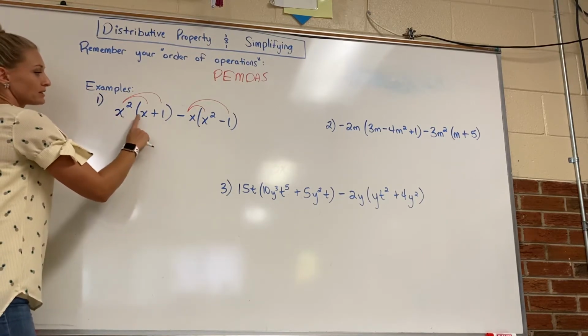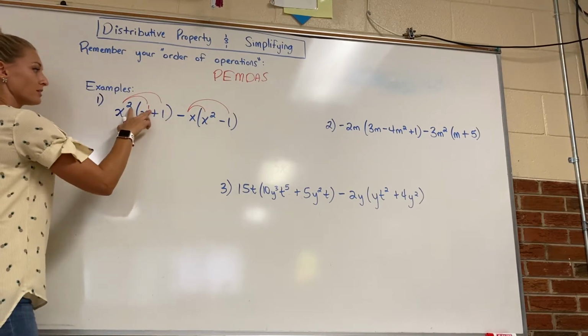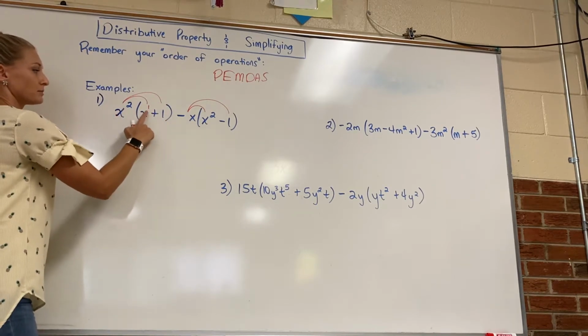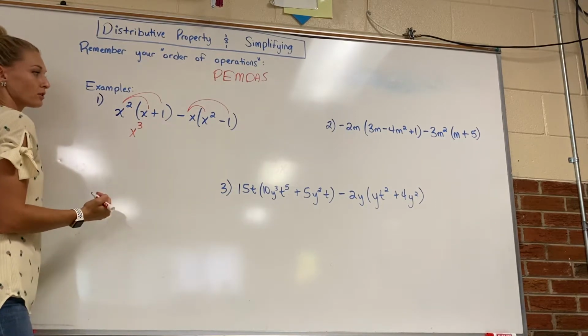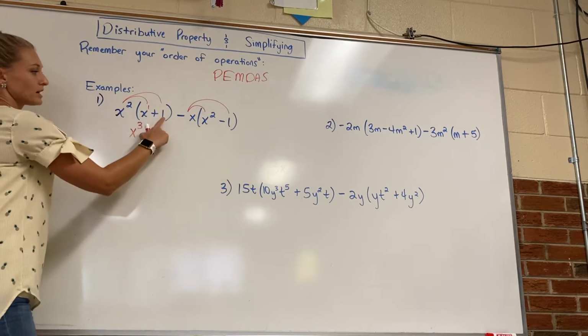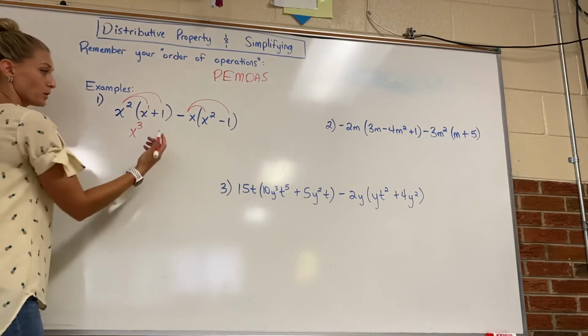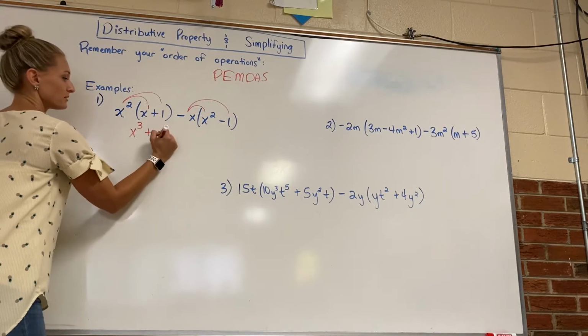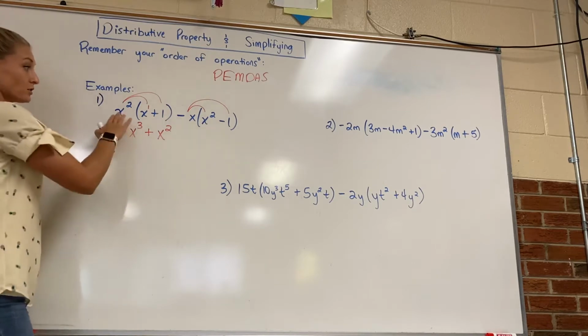So x squared times x, remember when you're multiplying like bases, you add their exponents, so it'd be x squared times x to the first, 2 plus 1 is 3, so you get x to the third. Then you take the x squared times the 1, so x squared times 1 would be x squared, and it's a positive x squared, so it just comes over, okay? And so that's that part.